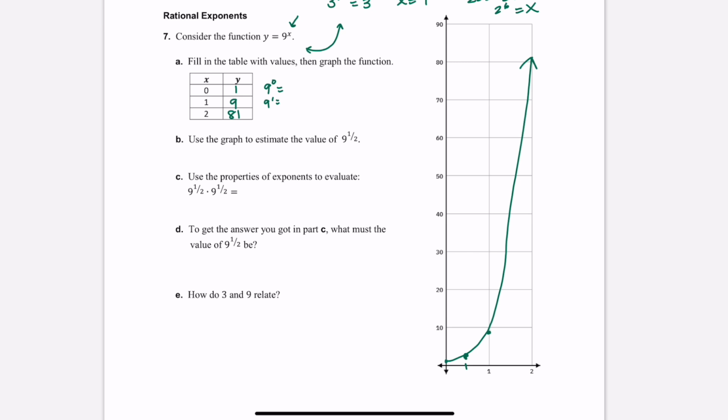But if you think about it, 9 to the 1/2 power, we're looking at two things: 9 to the 1/2 times 9 to the 1/2 is going to be 9. So this is another way of saying 9 to the 1/2 is going to be squared. And what number times by itself equals 9? Well, that's going to be a 3. So the estimate of 9 to the 1/2 is a 3. So how do the 3 and the 9 relate? Well, 3 is equal to the square root of 9. So that is what 9 to the 1/2 power is going to be equal to.